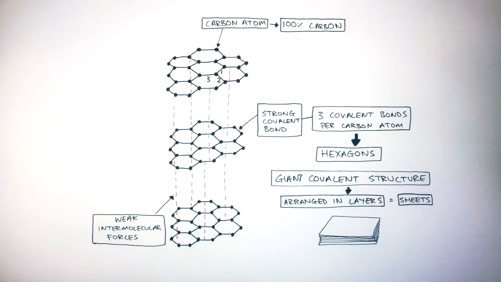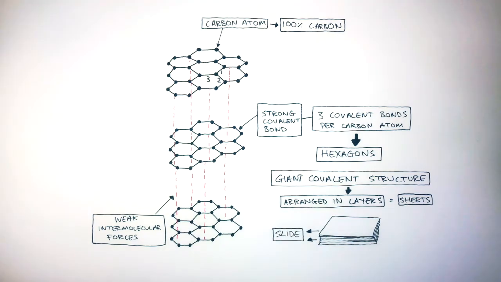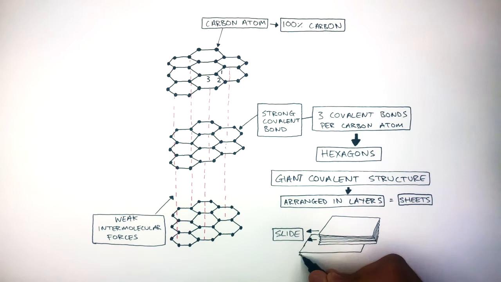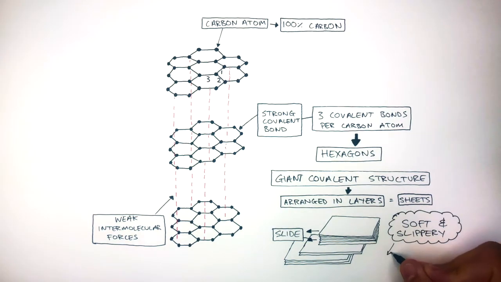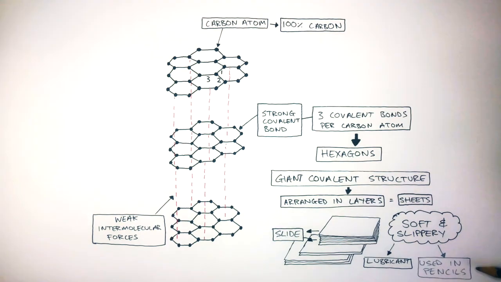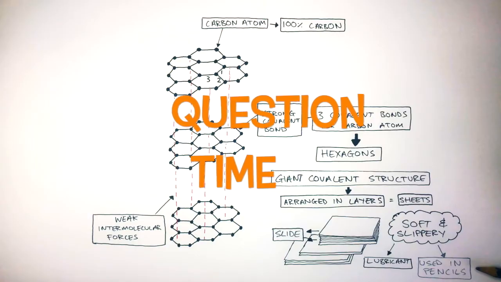The weak intermolecular forces in between the layers allow the layers to easily slide over each other. So because these layers can easily slide over each other, this causes graphite to have a property where it is soft and slippery. This allows graphite to be used as lubricants and also used in pencils. It's question time. Attempt these questions to check your understanding.